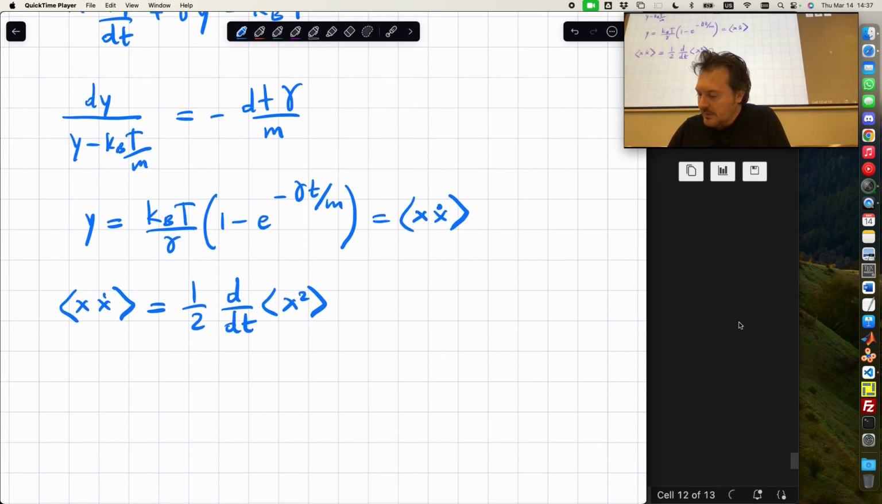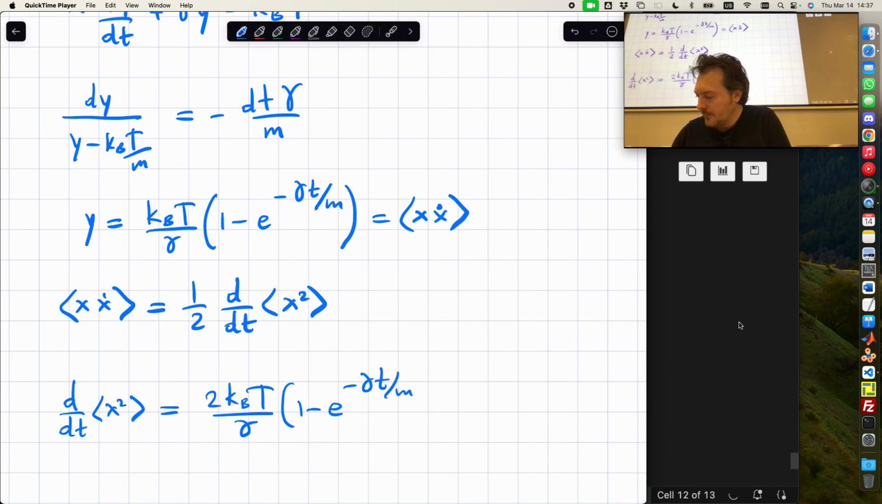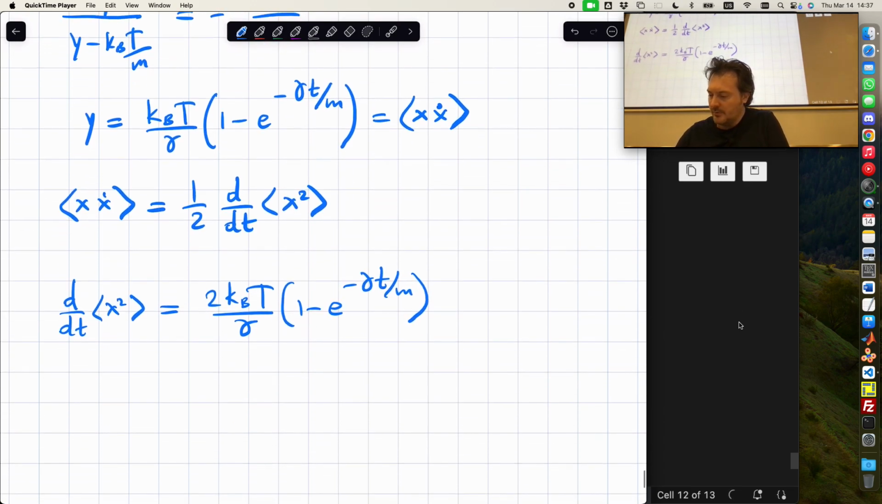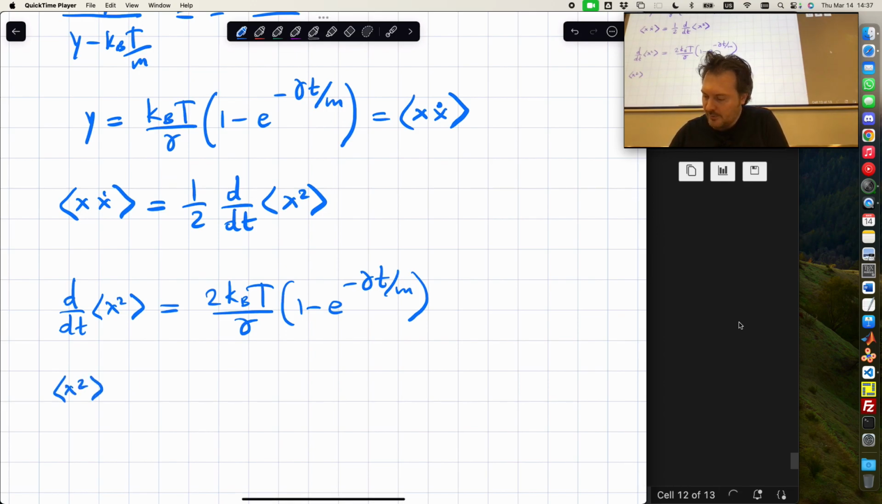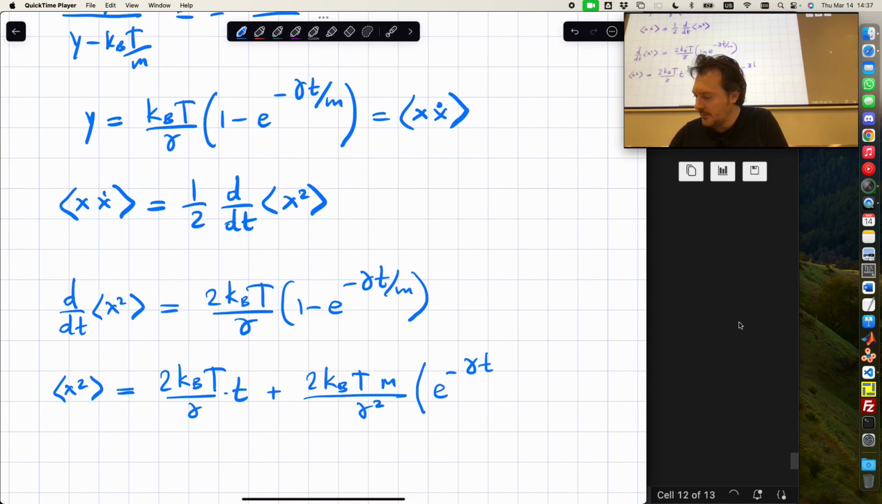So then d over dt of the expectation of x squared is 2 kBT over gamma times 1 minus e to the minus gamma t over m. Lo and behold, we are there. X squared is 2 kBT over gamma times t plus 2 kBT m over gamma squared times e to the minus gamma t over m minus 1. Okay? I just integrated the right-hand side.